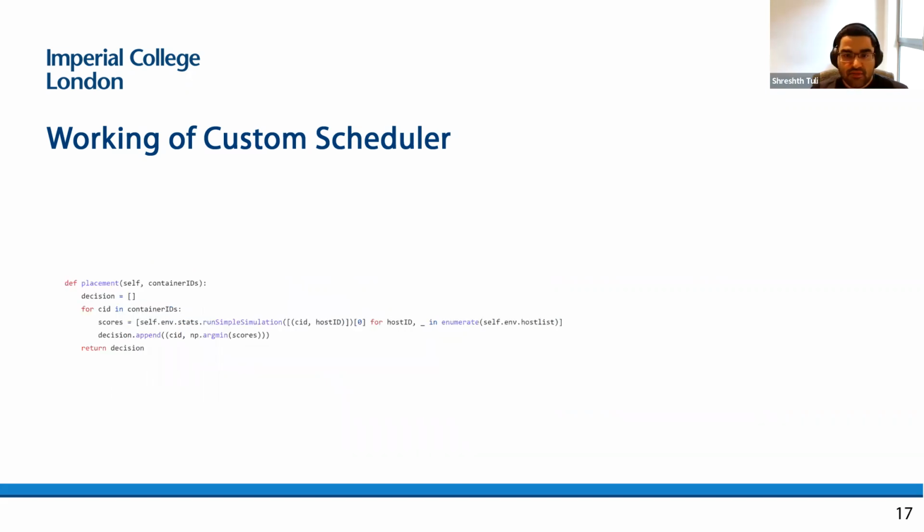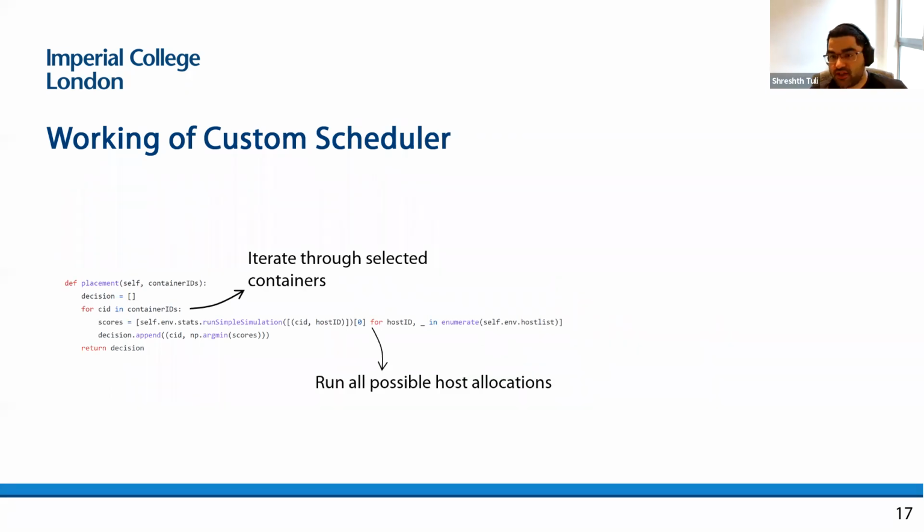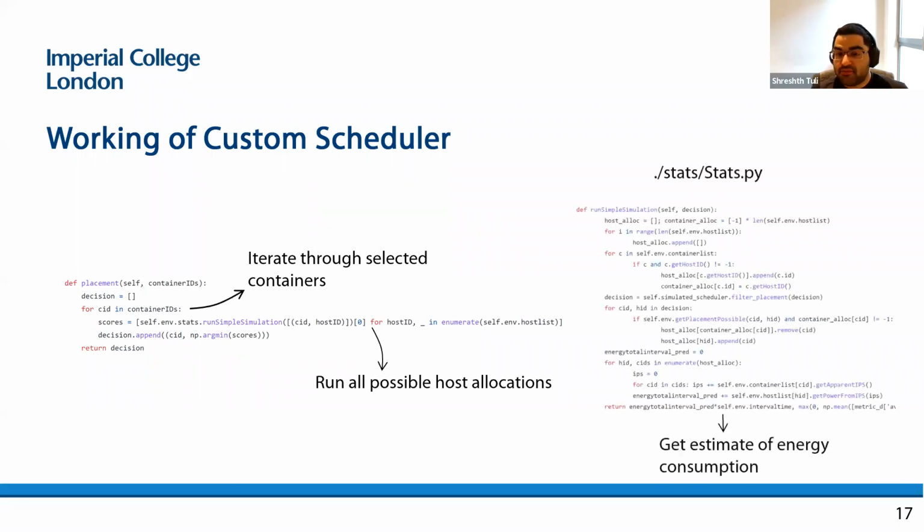For the placement function, we iterate through the selected containers, and for each selected container, we simulate all possible allocations to the hosts in the system. And to do this, we use the run simple simulation function that is implemented as part of the stats.py class. And finally, we select the migration decision that corresponds to the one with the lowest energy consumption. So on the right is the stats.py file that has an implementation of this simple single-step simulation function.